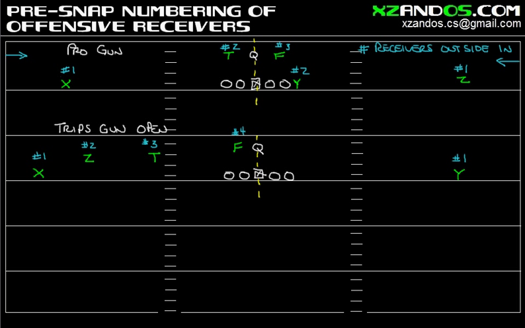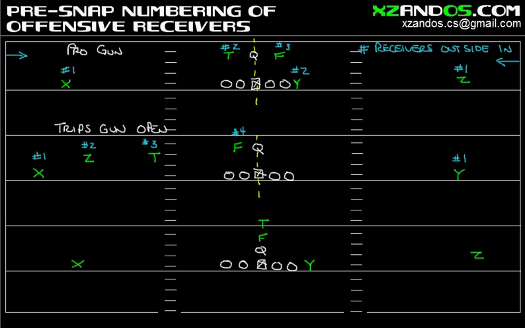The final diagram, and actually the most difficult to count pre-snap, are the more run-style offensive formations. I am going to draw a basic I formation, and I'm going to tell you why it is a little more complicated to determine pre-snap numbering of receivers when the offense aligns in a traditional I formation.